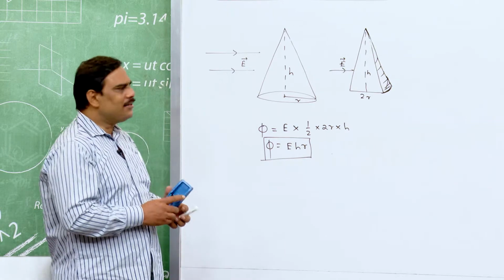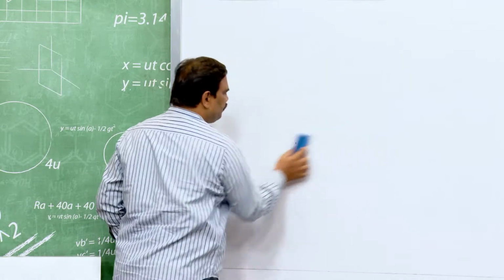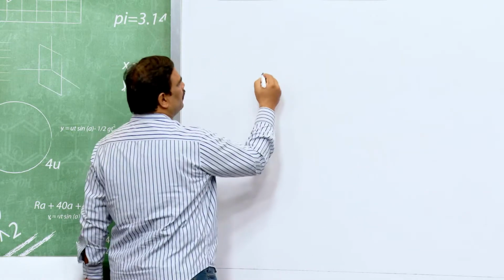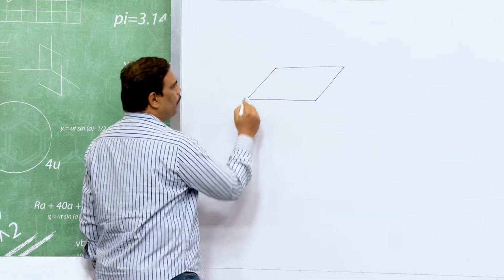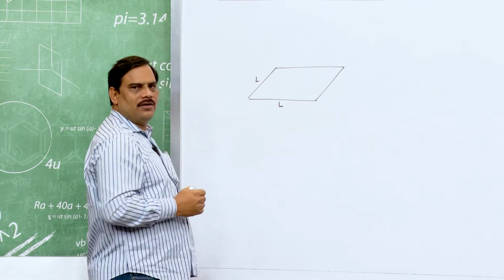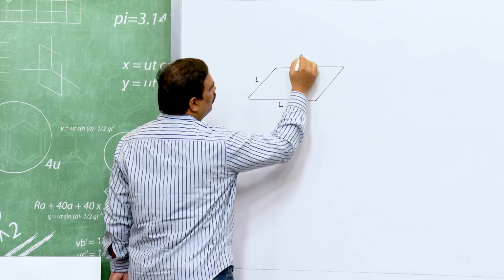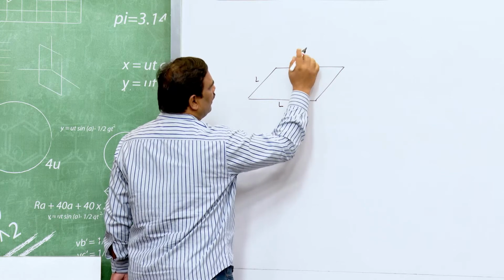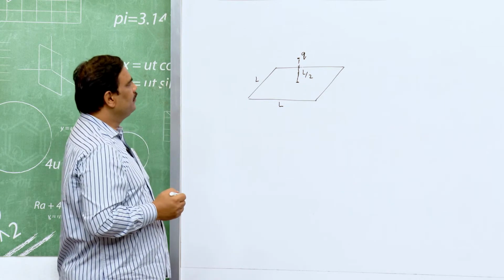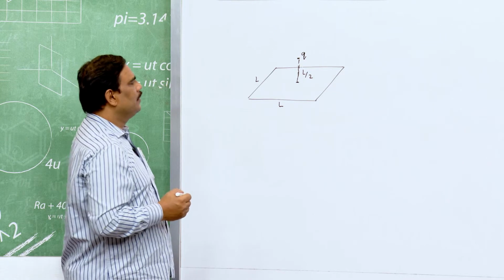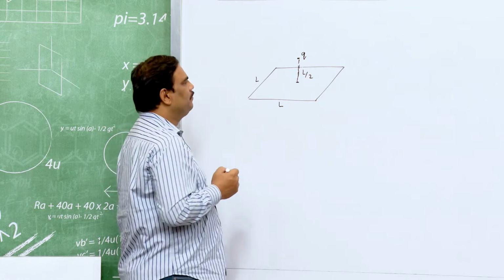Similarly, let us take another example. Suppose we have a square sheet of dimension L cross L, and a charge q is present at a distance L by 2 from the center of the square. Calculate the amount of flux linked with this side.